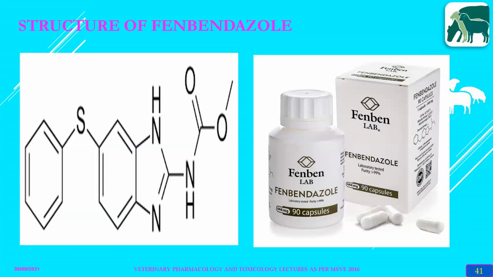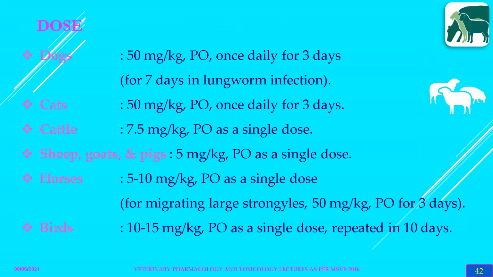Fenbendazole is available as a bolus, 150 milligram bolus tablets like Penacure, one of the most common brands, which is also available as 1.5 gram and 3 gram boluses. The dose in dogs is 50 milligram per kg orally for 3 days, especially for lungworm, because it is not going to be absorbed to a great extent. In cattle, the dose is much less, 7.5 milligram per kg. It's enough.